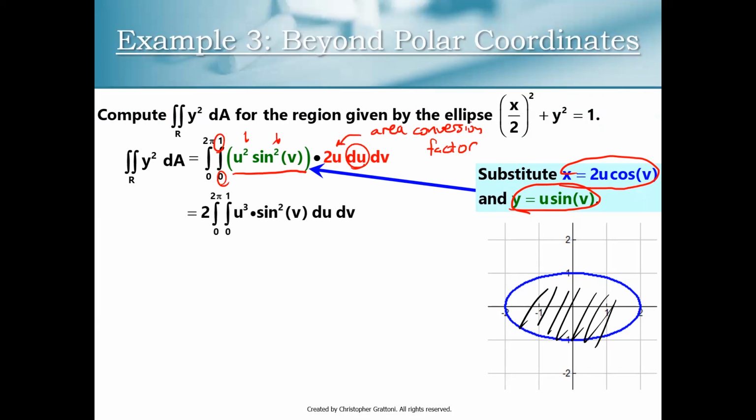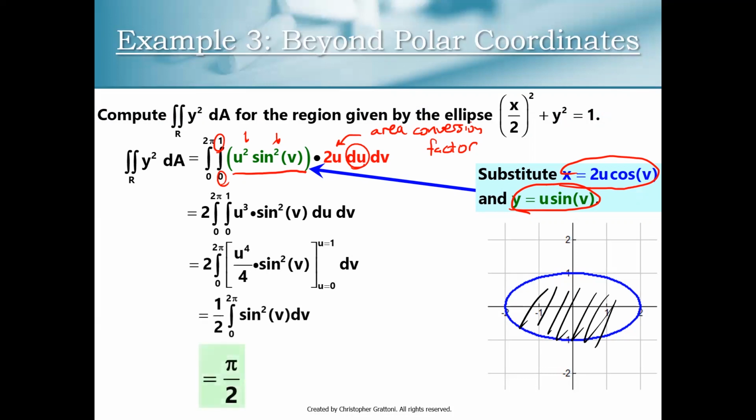So if you want to pause the video and try to compute it yourself, that's not a bad idea. It's some good practice. But let me bring you through the calculation until finally we get to an answer of pi over 2. And that is the value of the double integral of y squared dA integrated over that elliptical region. And what's kind of cool is we did a computation in UV space, but it gave us a result that describes something we're interested in XY space.